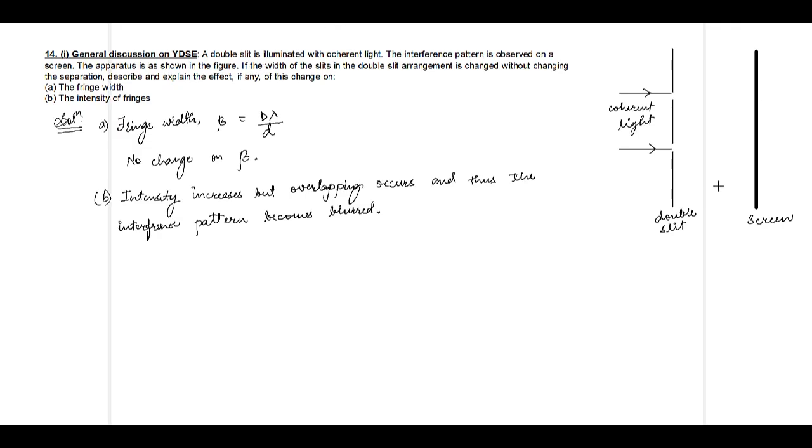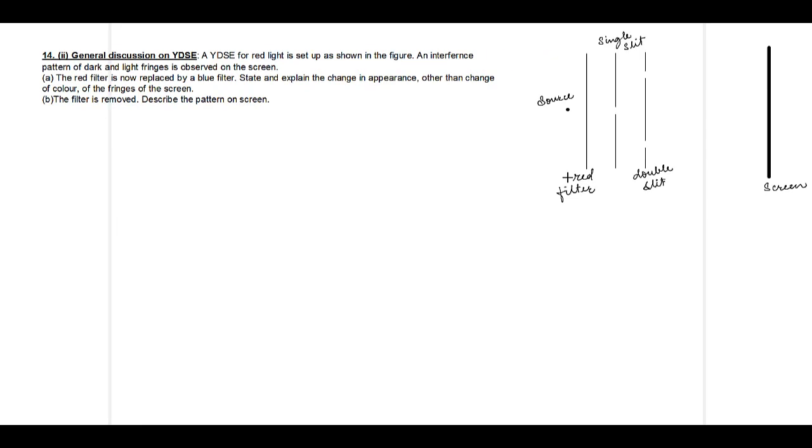Alright, so that was one of the discussions. There is another variation in YDSE, where this is the setup for a YDSE for a red light, wherein this is the source and this is a red filter. The light coming in is monochromatic and illuminates the single slit here, and the double slits, since they are illuminated from the same single slit, are coherent sources, and this is the screen.